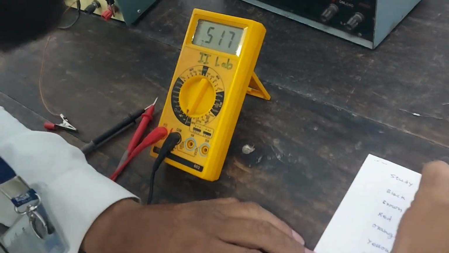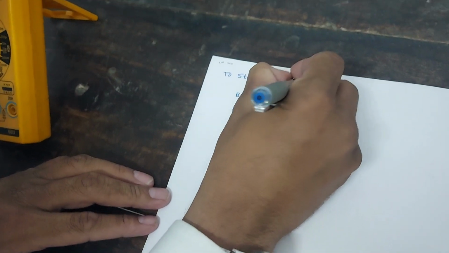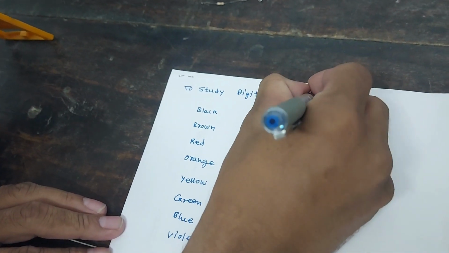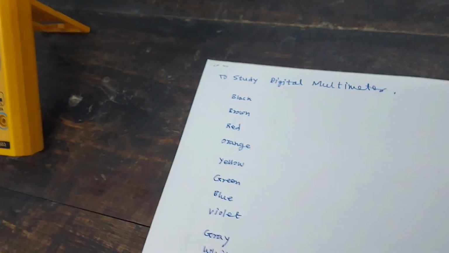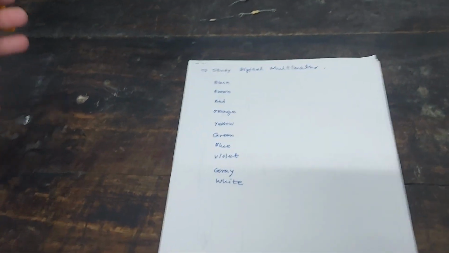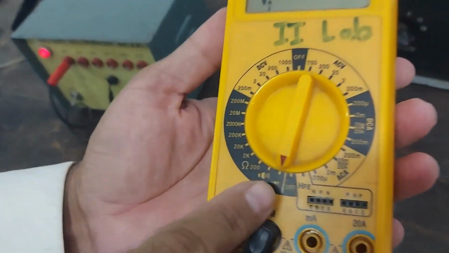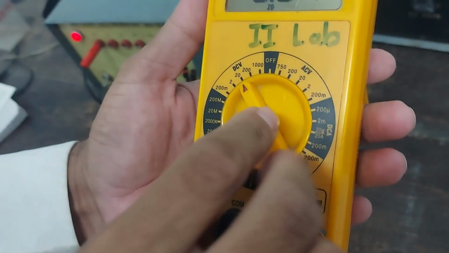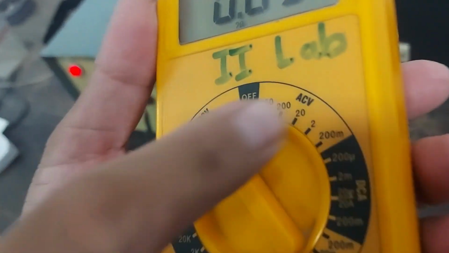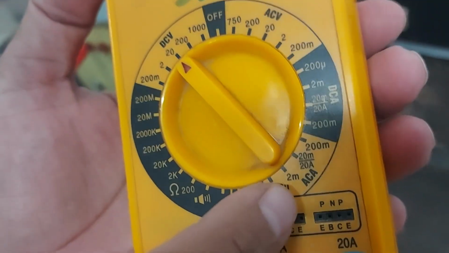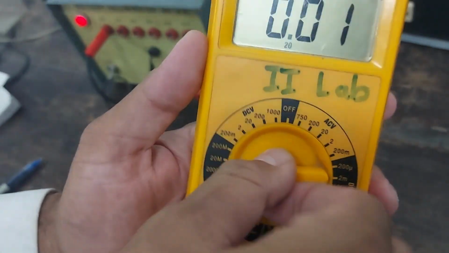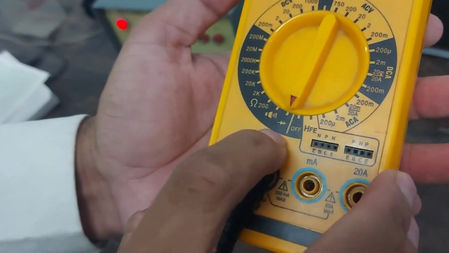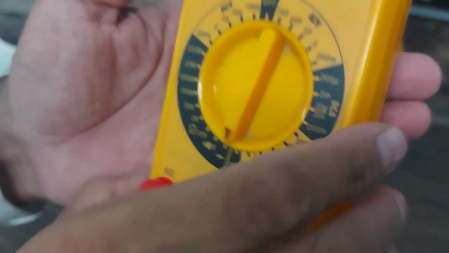So, the title of the experiment is to study digital multimeter. Here we have a digital multimeter with me. In this digital multimeter we have resistance measurement, DC voltage measurements, AC voltage measurements, DC current measurement and AC current measurements, and also below one is diode testing. First of all we shall do the resistance measurement.